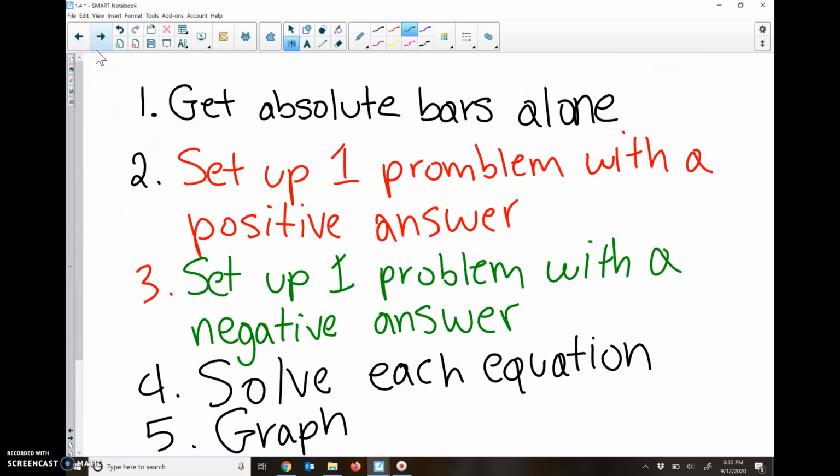So, recapping our steps here. Our first step is to get absolute values by themselves, get them alone. And then we set up one problem with a positive answer, one problem with a negative answer. We're going to solve each equation, and then we're going to graph. Sometimes we have to do all those steps, sometimes we don't.